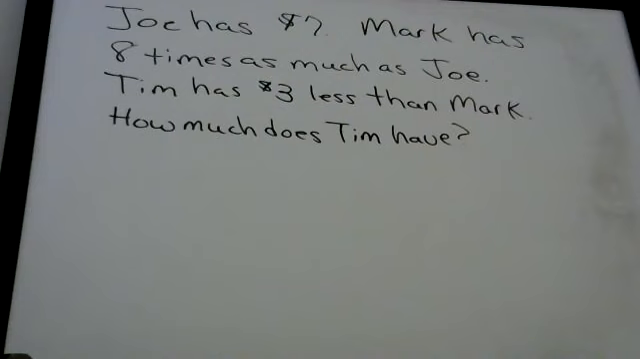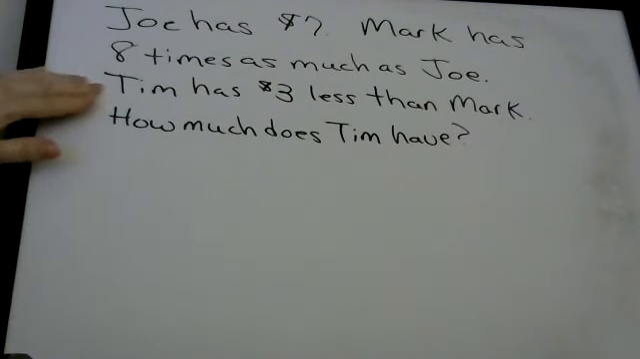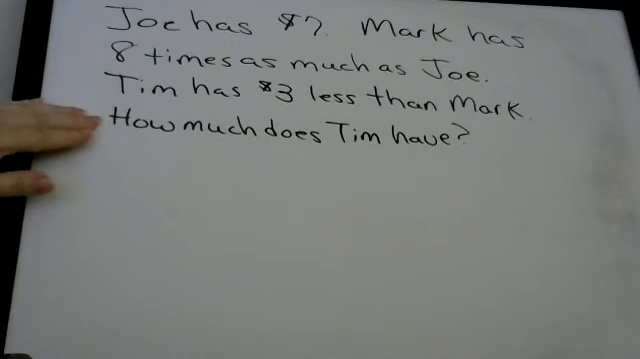Here's a problem that looks kind of complicated when you first read it, but if you look through it and apply what we know so far, we'll be able to figure it out step by step. Often the key with any sort of algebra or formula is write down what you know, solve for what you don't know. This says Joe has $7. Mark has 8 times as much as Joe. Tim has $3 less than Mark. How much does Tim have?